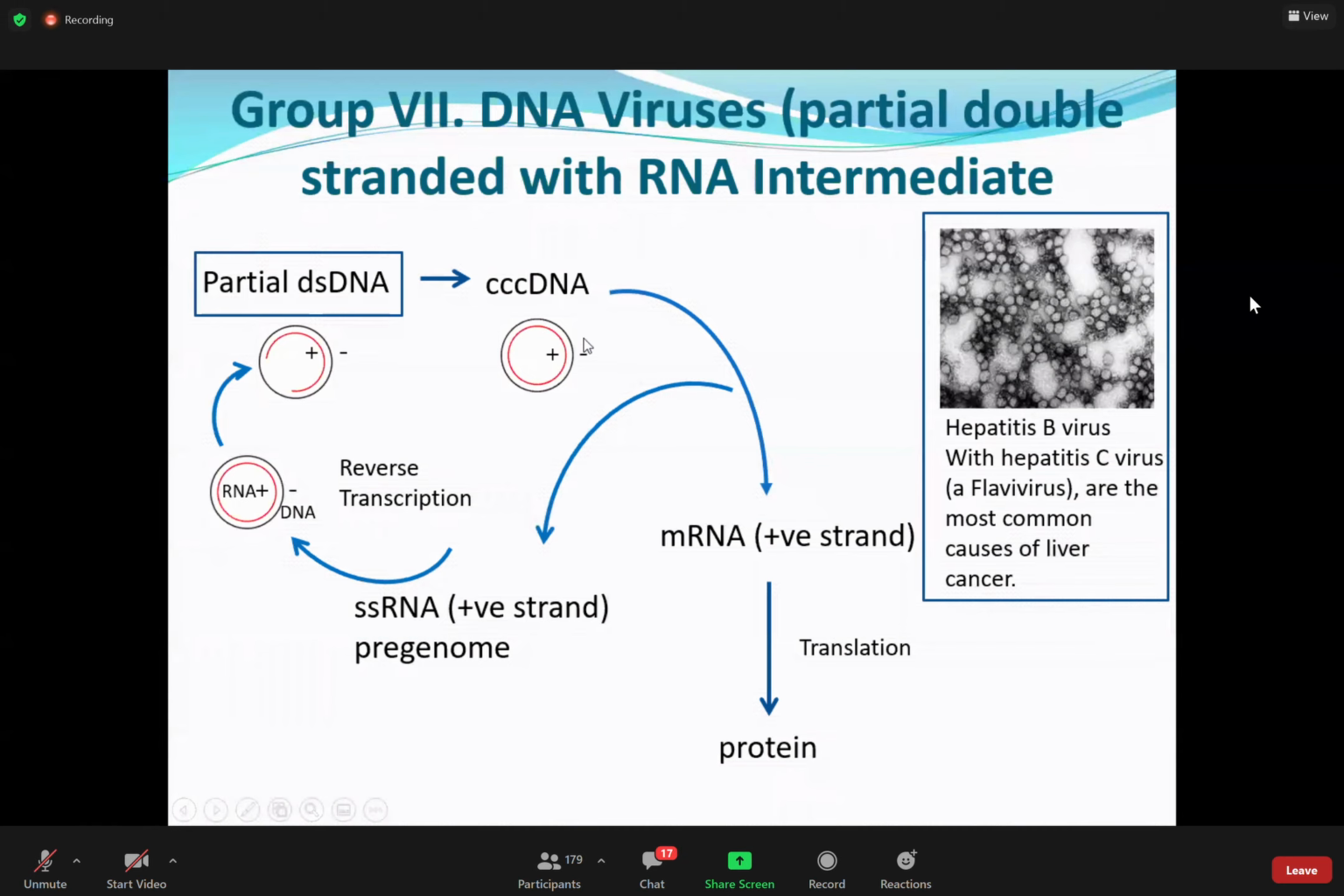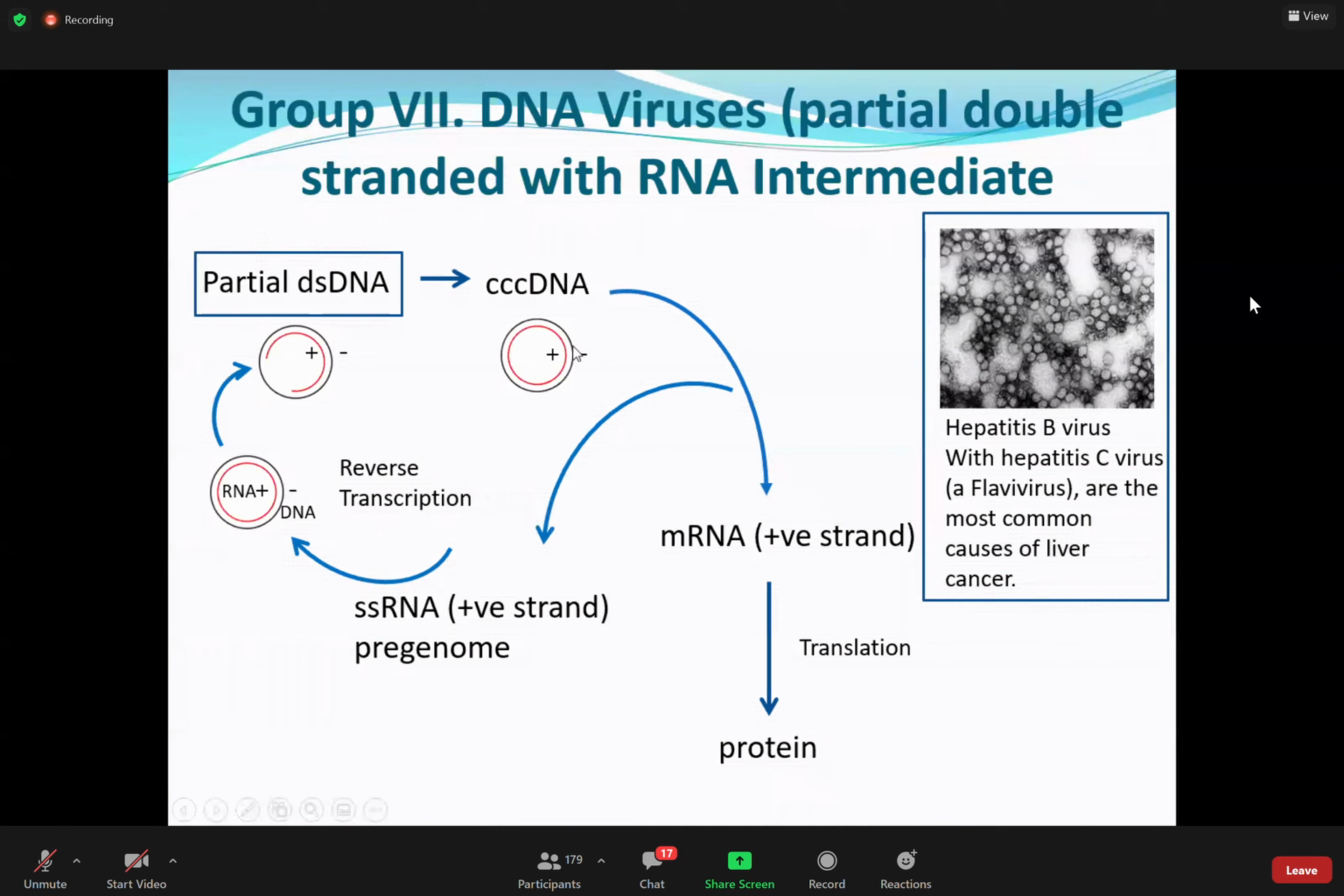And this is one of the reasons why it is almost impossible to get rid of this virus when you're infected, because this plasmid is very, very stable. If a cell contains this viral plasmid, there's no way we can get rid of it.